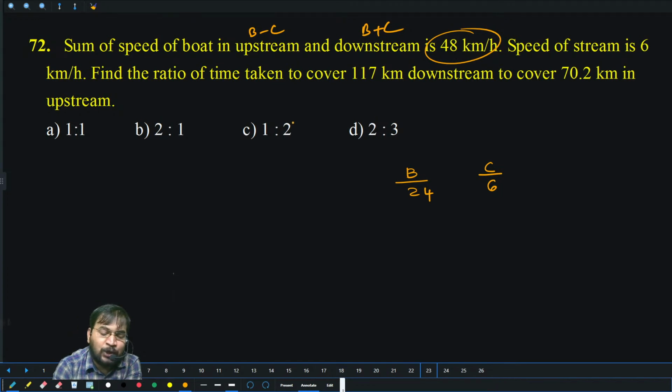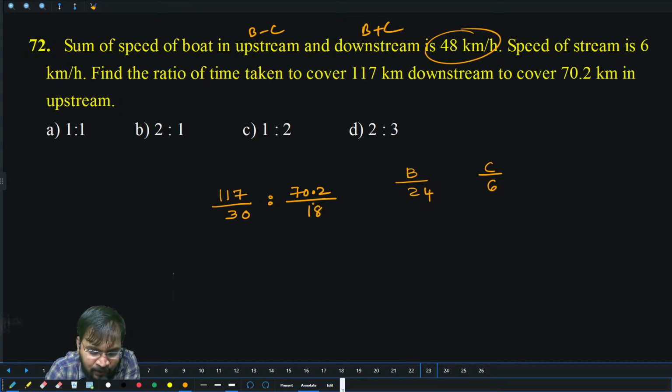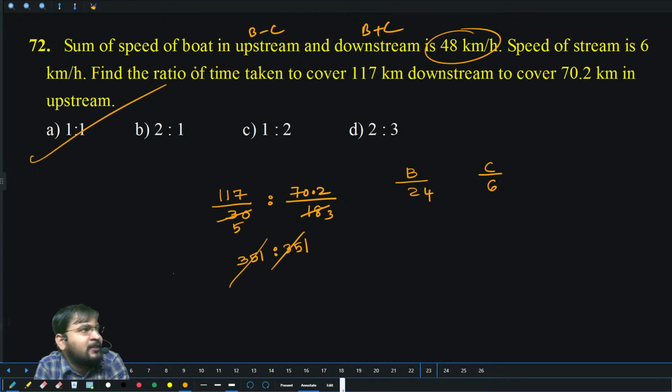Now they are asking to find the ratio of time taken by 117 kilometers downstream and 70.2 kilometers upstream. Downstream means how much, amma? 30, B plus C. Upstream means? 18. Now cancel. Cross multiply: 3 into 117 is 351. 5 into 70.2 is 351. Your answer is 1:1.